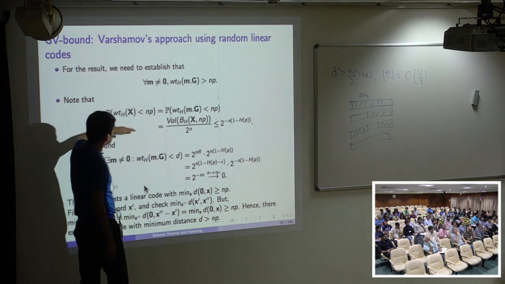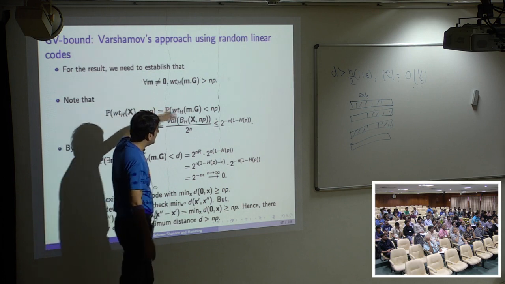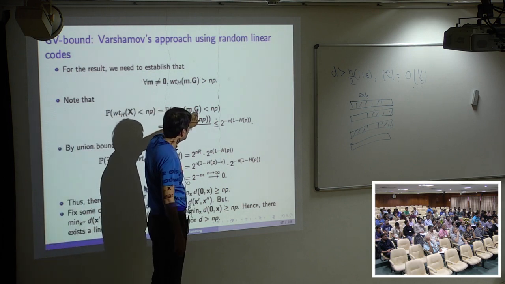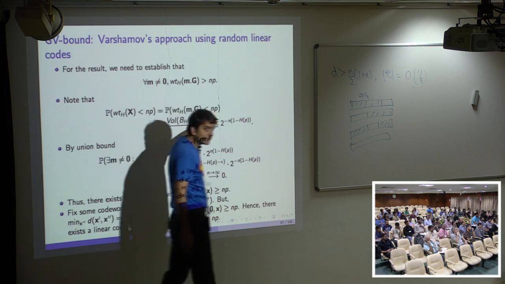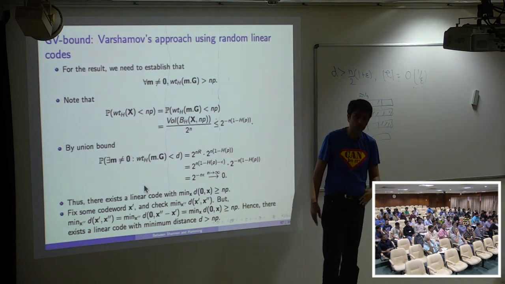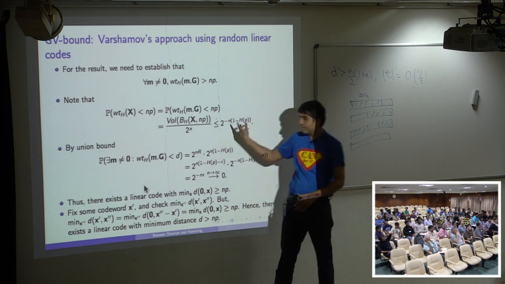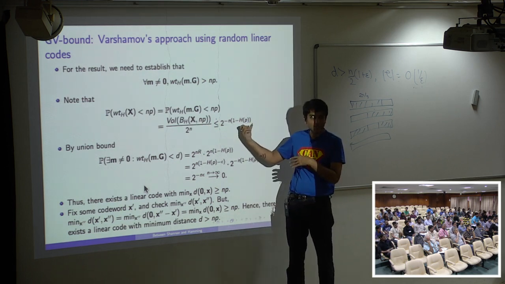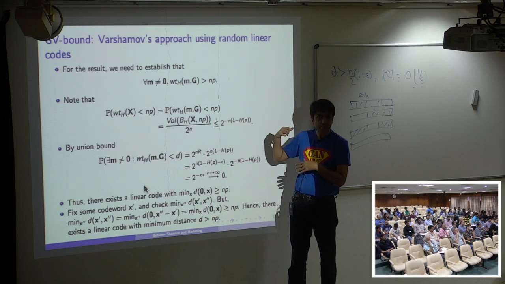What's the probability that a single transmitted codeword has Hamming weight less than NP? Well, that's the probability that a single dot product has Hamming weight less than NP. But we just argued that this dot product is uniformly randomly distributed over the whole space. So that's just the volume of this ball divided by 2 to the n, and that, by a similar Stirling approximation argument, is at most 2 to the minus n times 1 minus H(P).